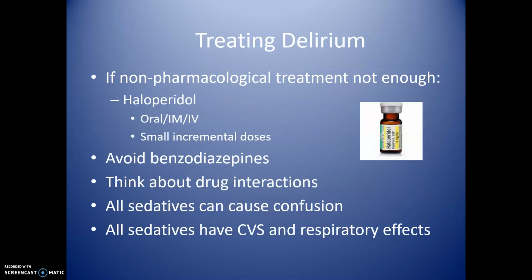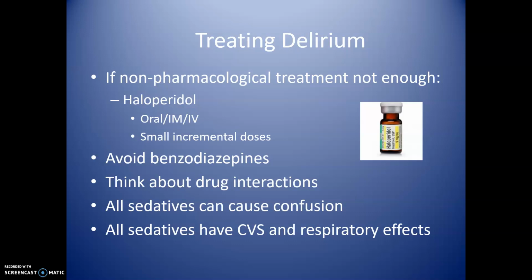If we do have to use pharmacological treatment, in older people, haloperidol is much preferred to benzodiazepines. We can give it orally, IM or IV, but in small incremental doses, often as small as 1 to 2 milligrams per shot until the patient settles down. Benzodiazepines cause respiratory and cardiovascular depression and should really be avoided in older people where possible.